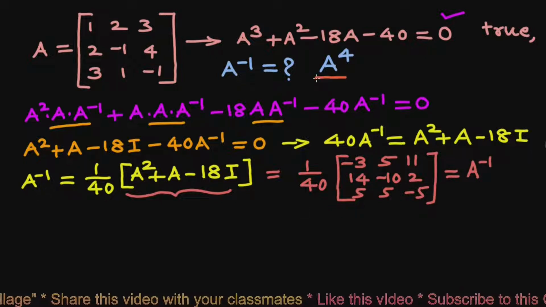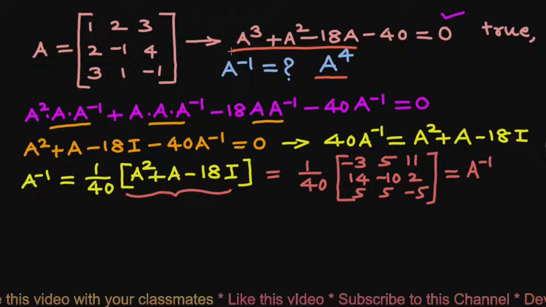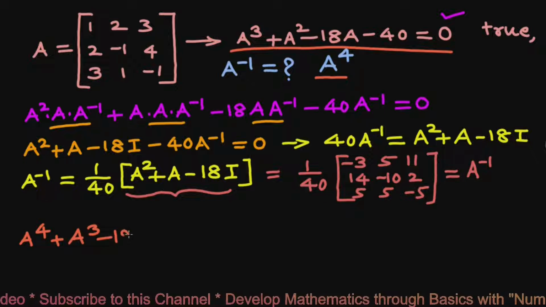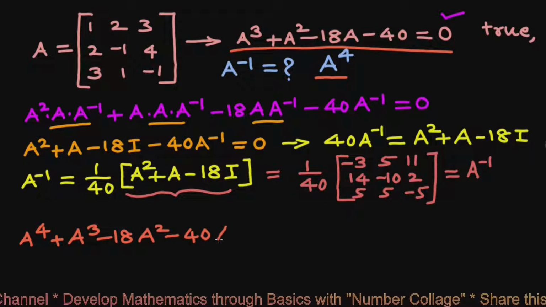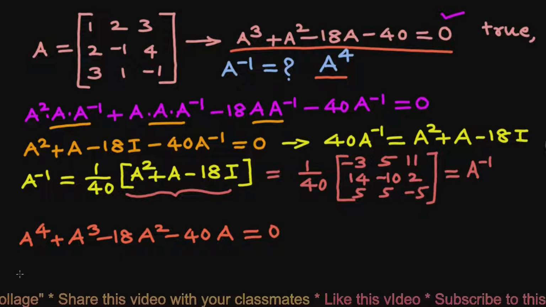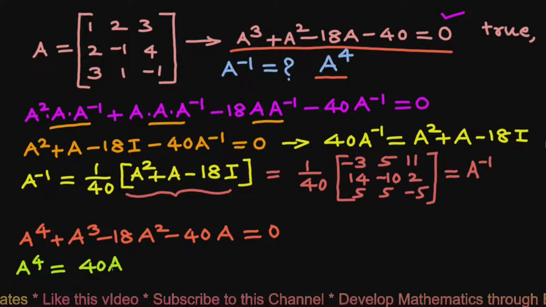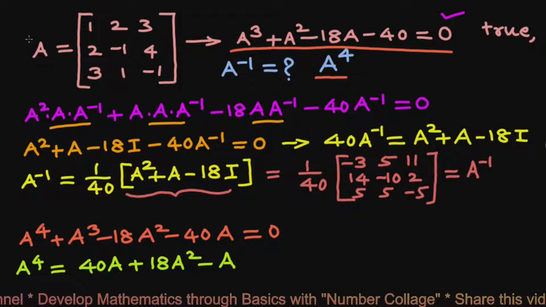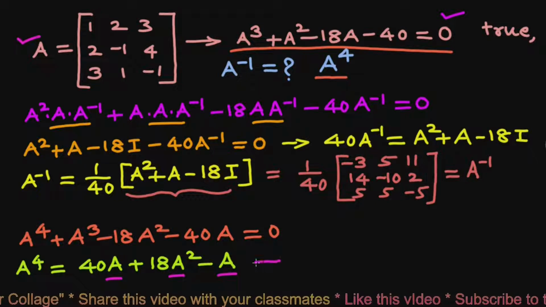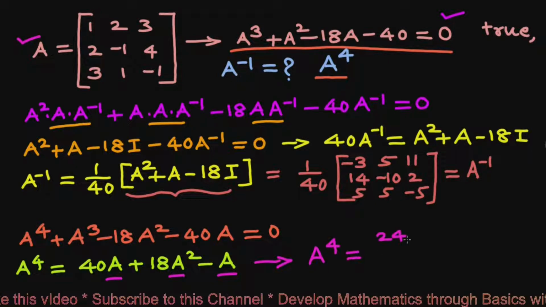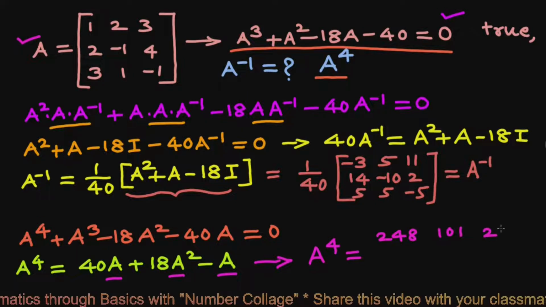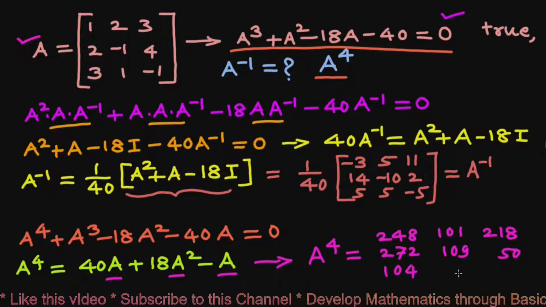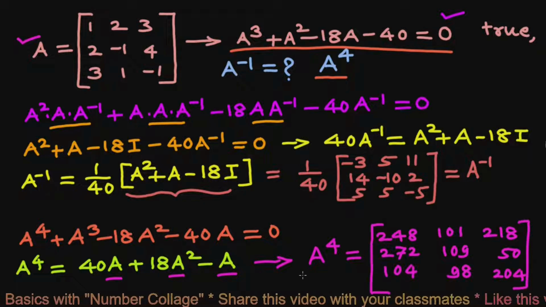Now in order to find A power 4, we will multiply this whole expression by A. That will give us A power 4 plus A cube minus 18A squared minus 40A equals 0 matrix. That will be A power 4 equals 40A plus 18A squared minus A. Now by using matrix A in place of this A, we will get matrix A power 4 as 248, 101, 218, 272, 109, 50, 104, 98, 204. So this will be matrix A power 4.